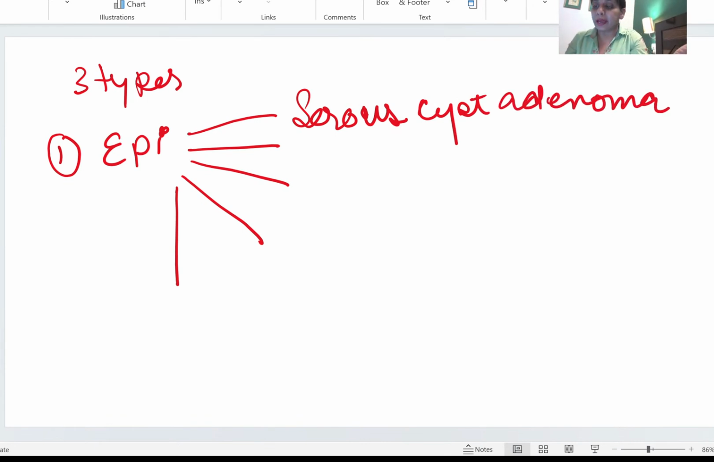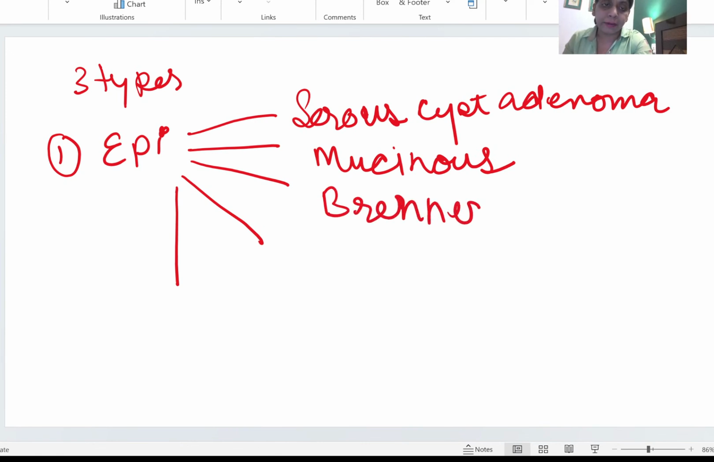And if it is benign, and if it is carcinoma, it will be serous cystadenoma. Okay, if cervix growth factors have influenced, then it will be mucinous. If bladder growth factors have influenced, then it is Brenner. If endometrium growth factors have influenced, then it is endometrioid.